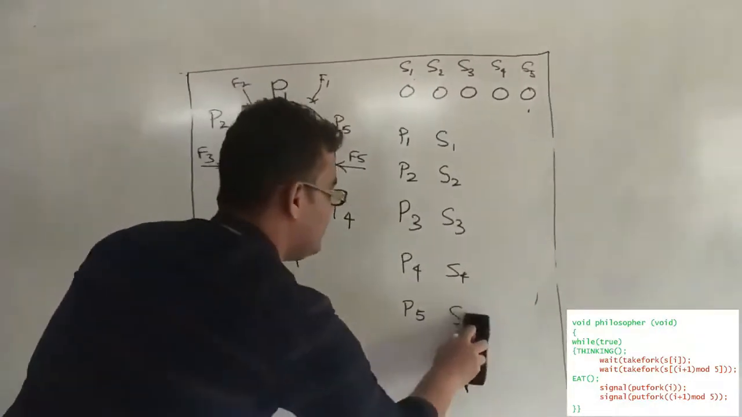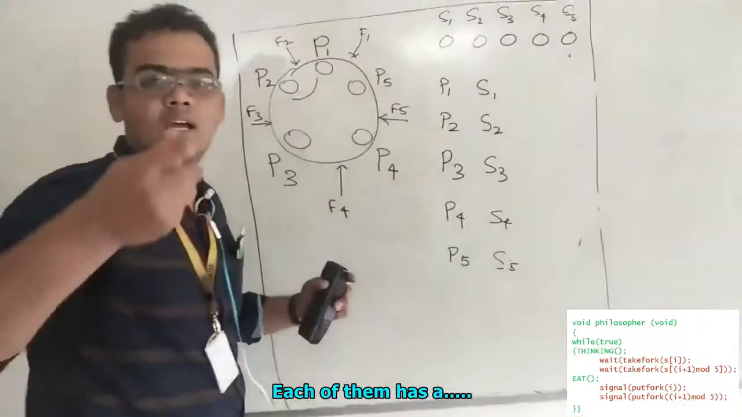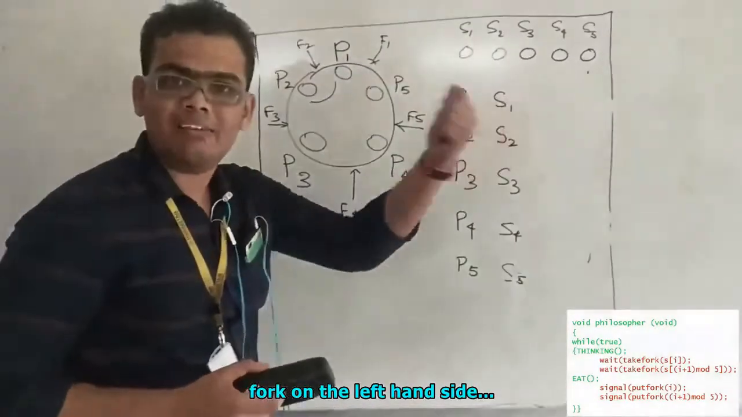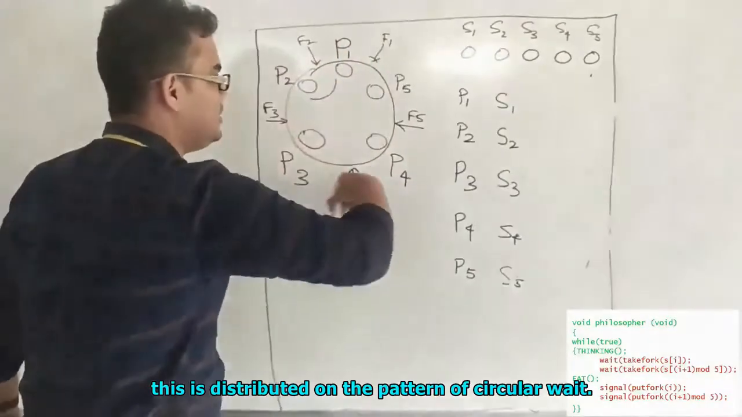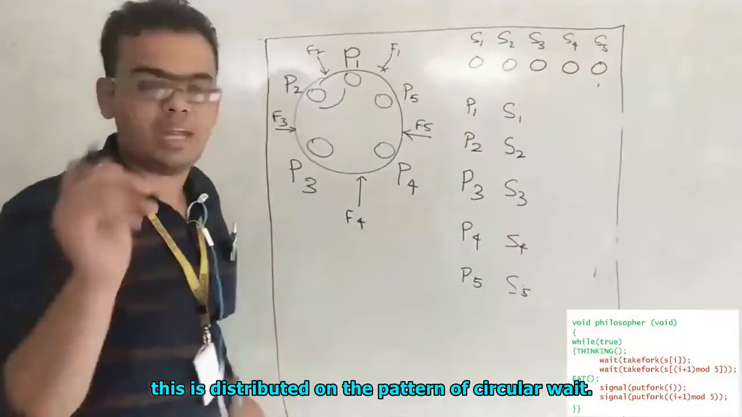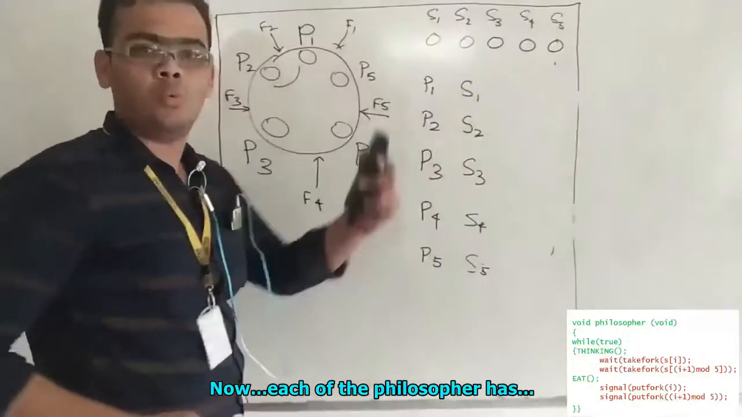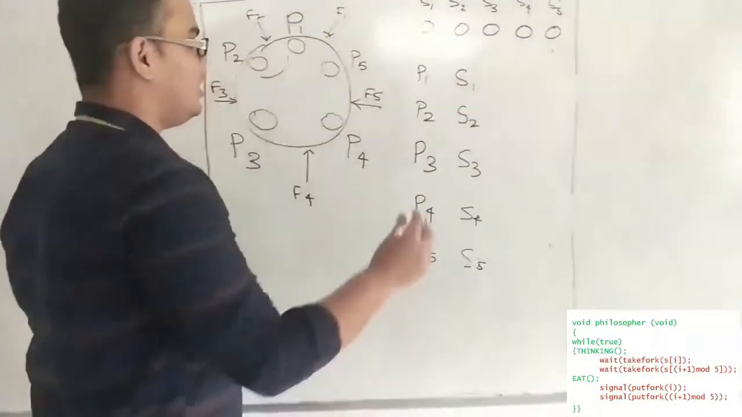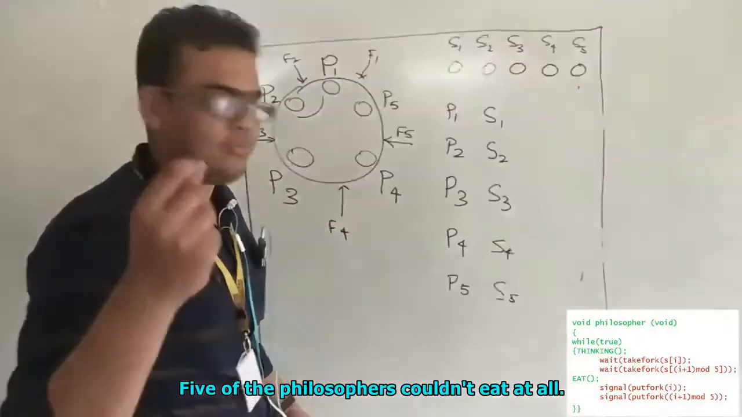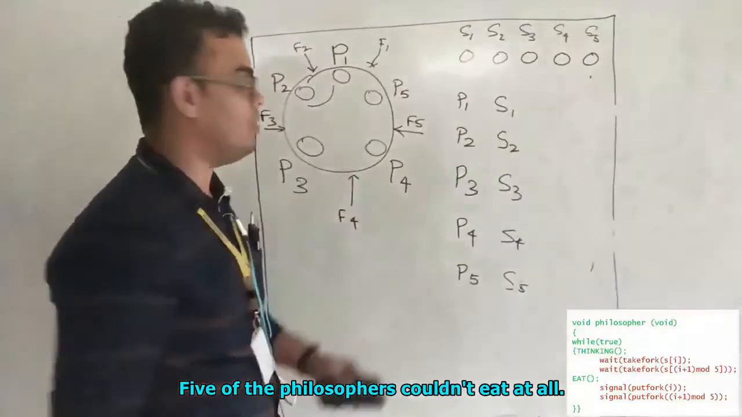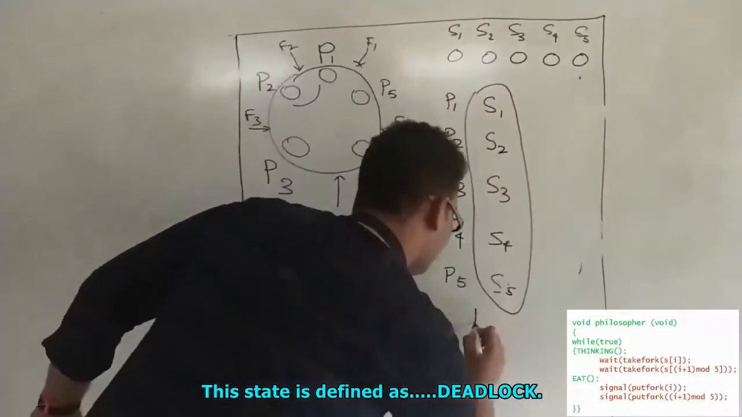S5, yes. Now each of them has a fork on their left hand side. This is distributed in a circular way. Now each philosopher has one fork in their left hand. What will now occur is that all five philosophers couldn't eat at all. This state is defined as deadlock.